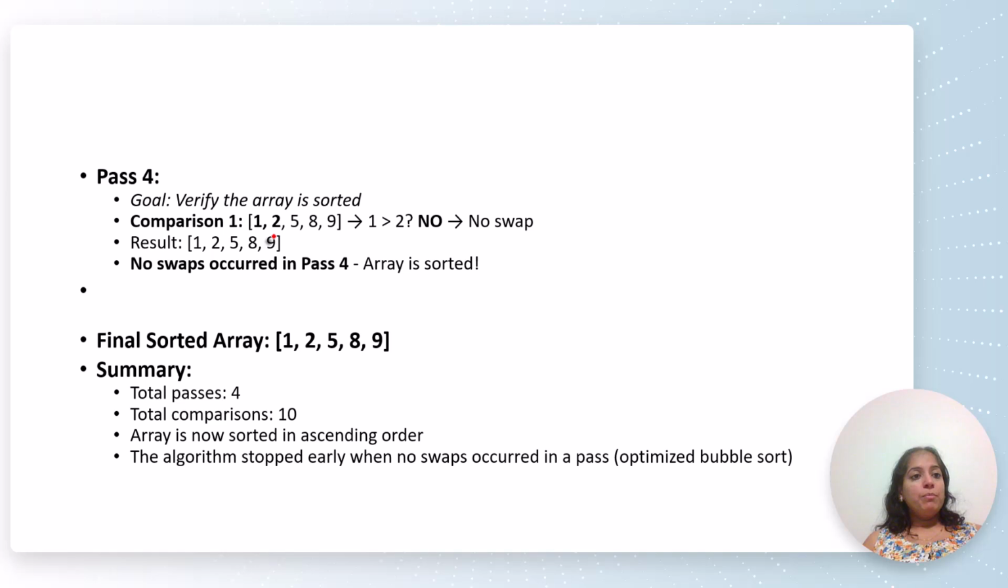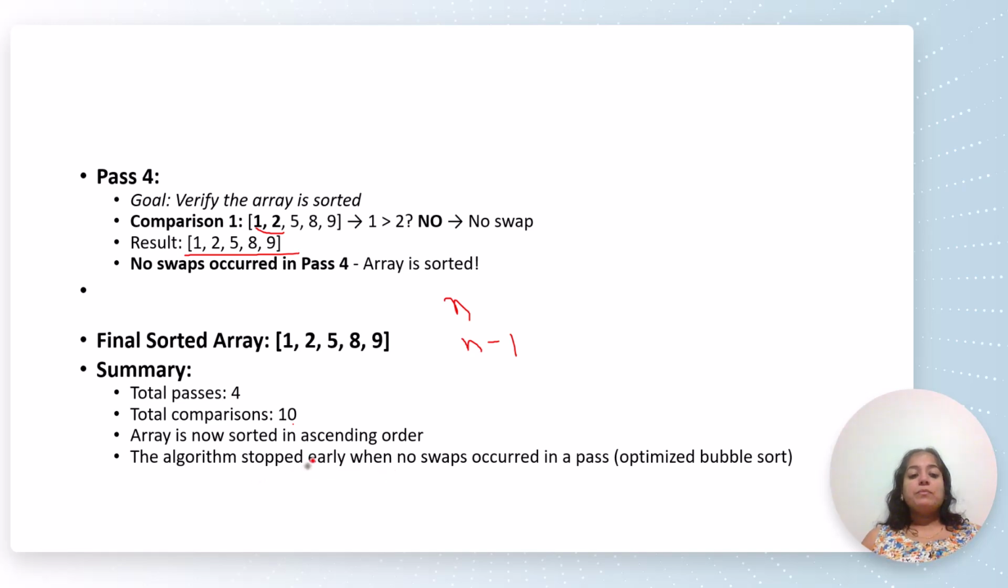Then we do pass 4. We are going to compare elements 1 and 2. They are in correct order, so no swapping is required. So your array becomes 1 2 5 8 9, which is the finally sorted order. So how many passes did it take in total? 4 passes. That means if the number of elements is n, then total passes are n minus 1. And how many total comparisons did it take? It took 10 comparisons. Array is now sorted, right?